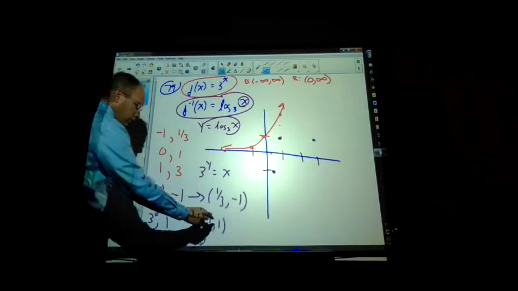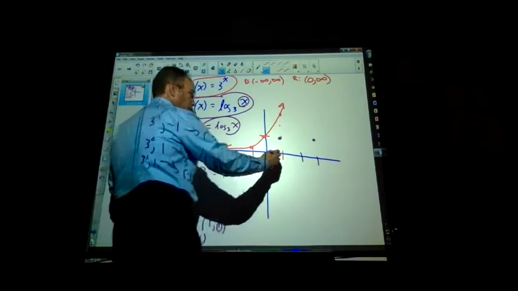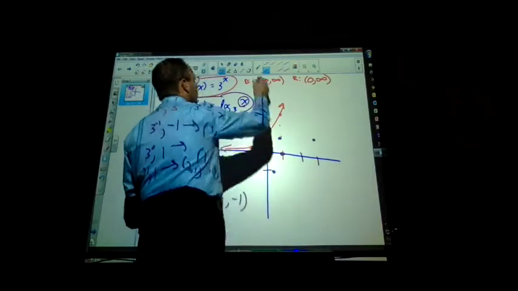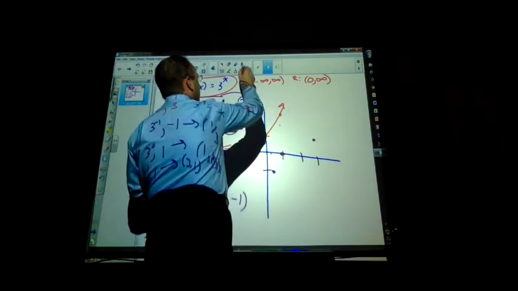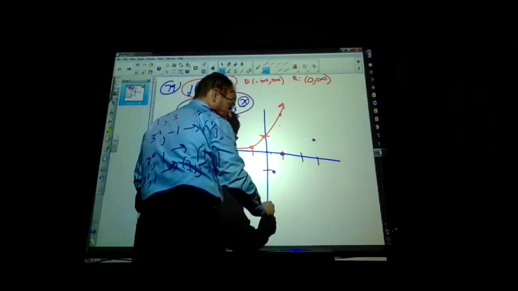Oops. You know what? This is supposed to be 0. I'm sorry. 1 comma 0. So this point should be down here. Sorry about goofing up. Monday morning mess up. So this is what this one's going to look like.